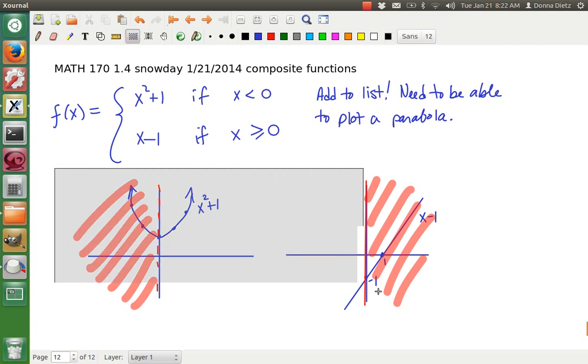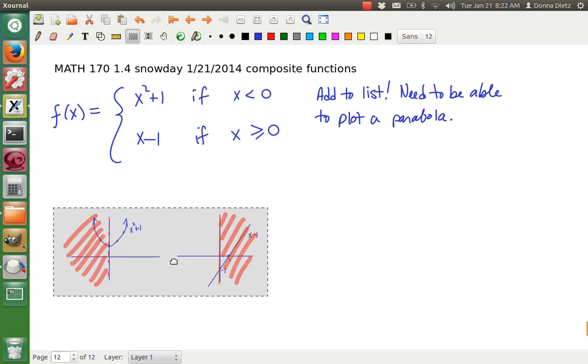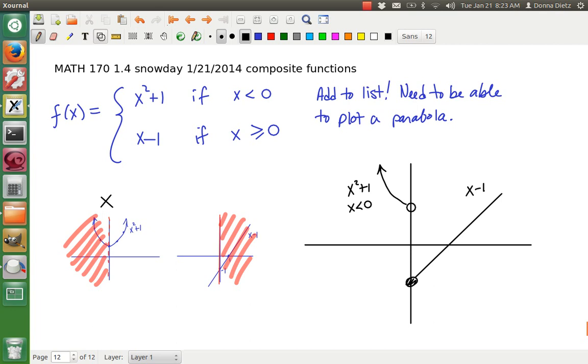Alright, and I'm going to see if I can shrink this so that we can, there we go. We can still see that. Then I'm going to try to put them together. Okay, so it's going to be x squared plus 1 over here, and that's from this graph, x squared plus 1 if x is less than 0. But then we have x minus 1 if x is greater than or equal to 0. And now I can ask questions about this new f of x. This is the whole f of x.